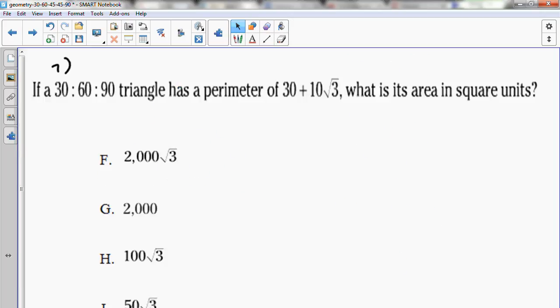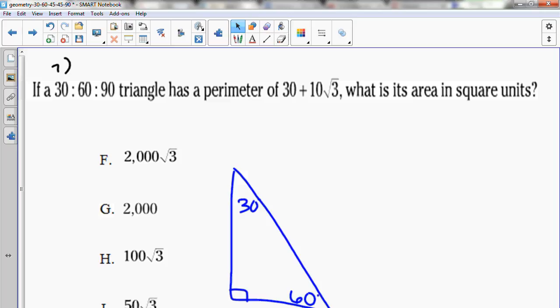Here we go. Here's another one. Now, out of all the problems, this is the only one that says, hey, look at me, I'm a 30, 60, 90. It says it. So it gives me the perimeter, and it wants the area. Draw us a picture of it. So this would be my 30, because that's my short leg. This would be my 60.